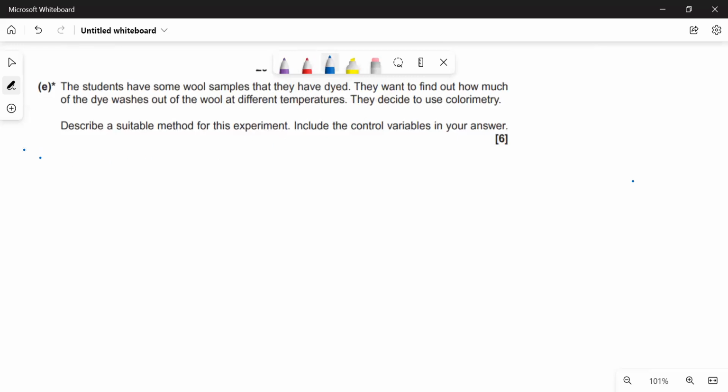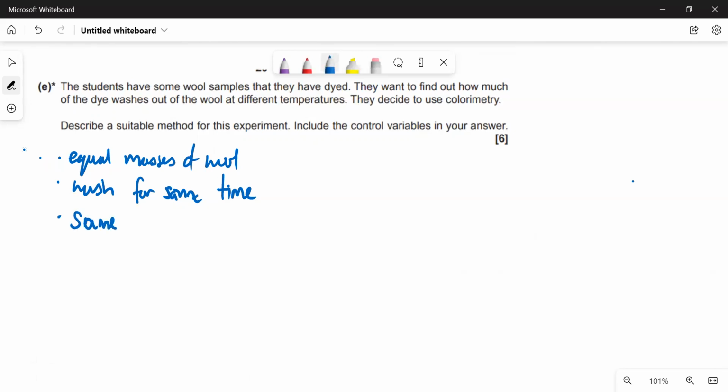Okay, so they're going to get equal masses of wool. That's a control variable. And they're going to wash them for the same time, in the same volume of water. They're all the control variables, but at different temperatures.